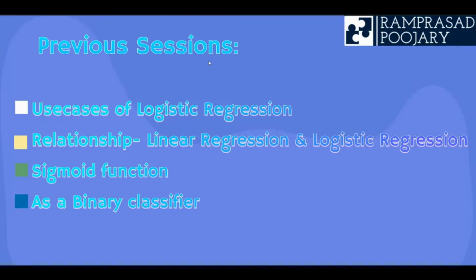In this session, our main focus will be on understanding the loss function in logistic regression. In the previous two sessions, that is part 17 and part 18, we looked at use cases of logistic regression. We tried understanding the relationship between linear regression and logistic regression. We also looked at the sigmoid function and how it can give us the probability. And then we saw how logistic regression serves as a binary classifier.